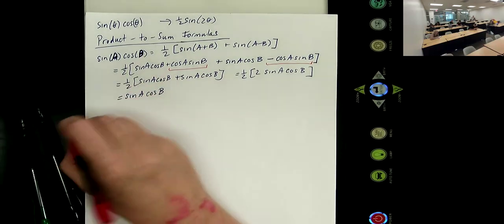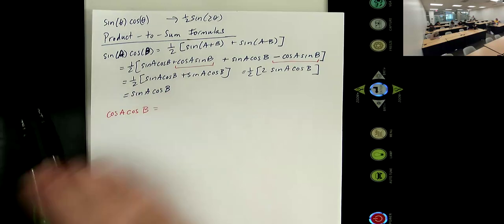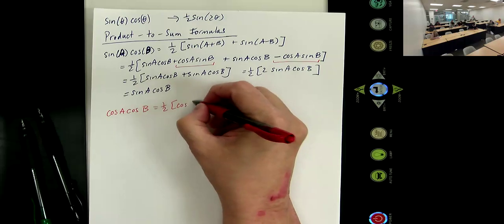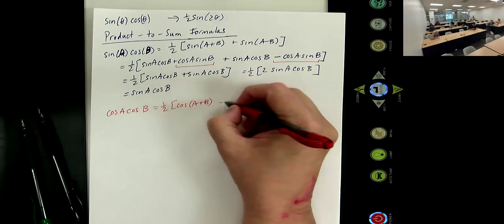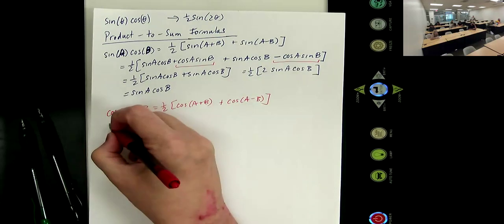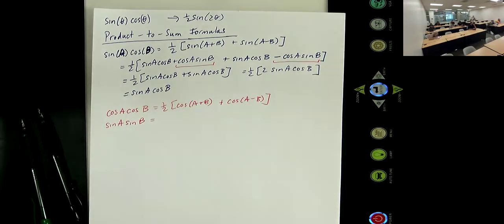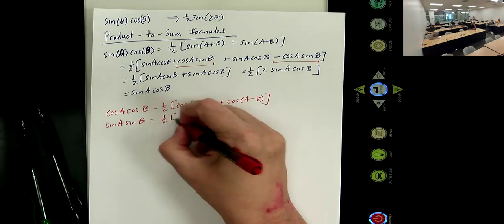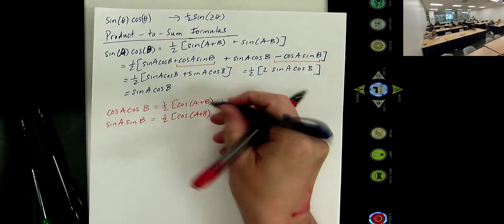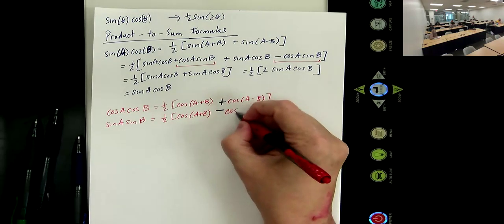If we want a general list of them: cosine A cosine B is 1/2 cosine of A plus B plus cosine A minus B. Sine A sine B is almost identical. We've got 1/2 cosine A plus B, but then this switches to a minus here, cosine A minus B.